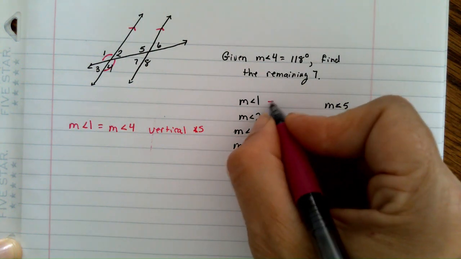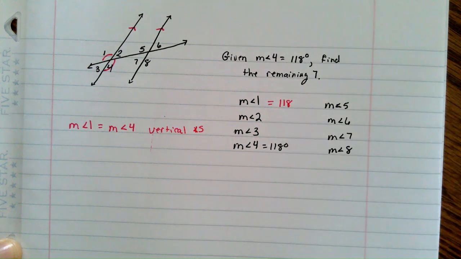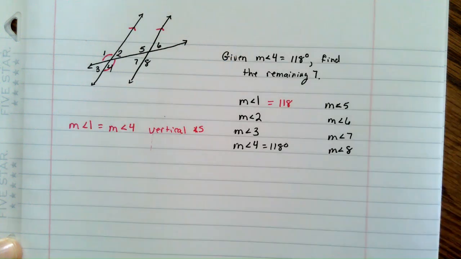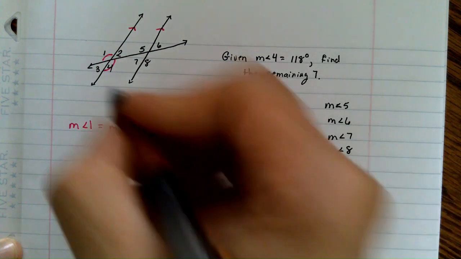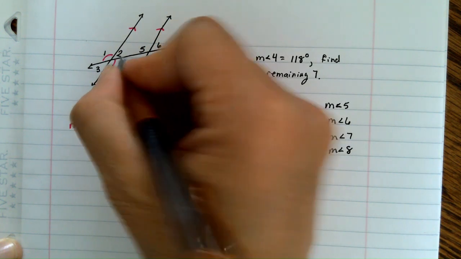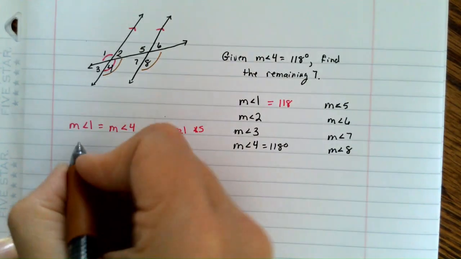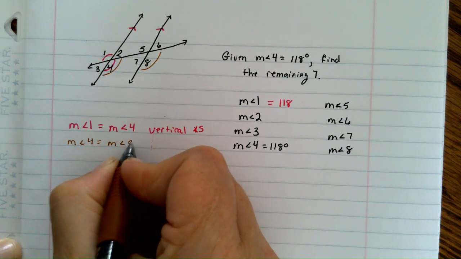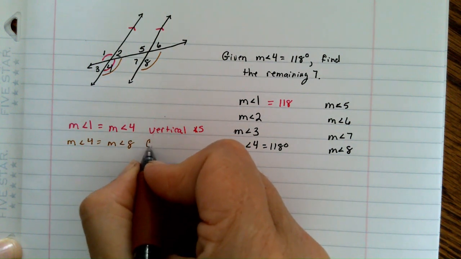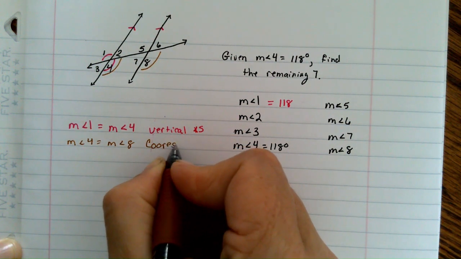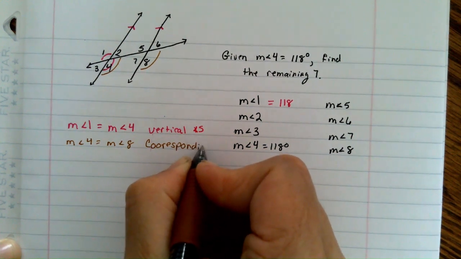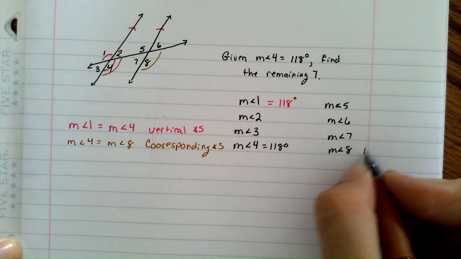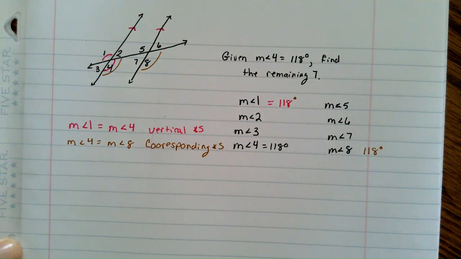So that means 1 is also 118. Now how does 4 compare to 8? Okay, 4 is in the bottom right hand corner, 8 is in the bottom right corner. So the measure of angle 4 is going to be equal to the measure of angle 8, and that's because they're in the same location or corresponding locations. Oops, I forgot my degree sign on that 118. So this is also 118.